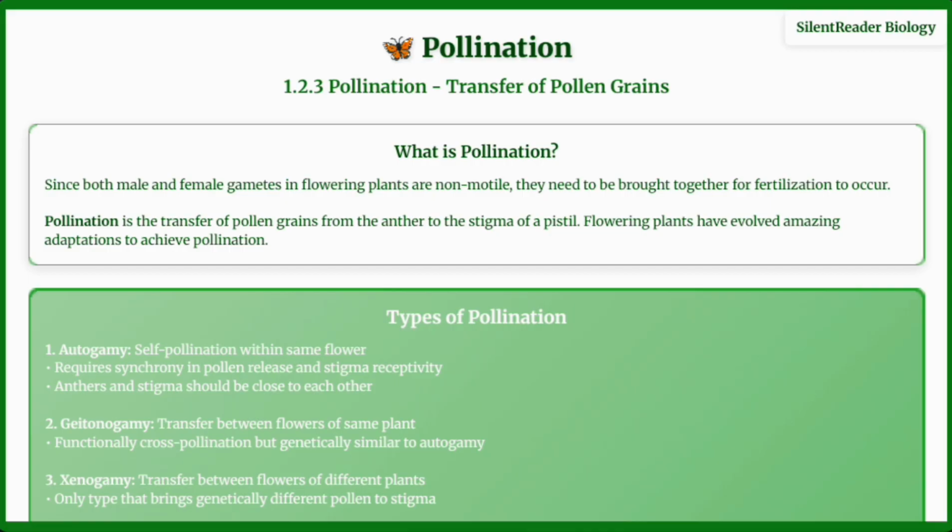Autogamy is self-pollination within the same flower, requiring synchrony between pollen release and stigma receptivity, plus close proximity between anthers and stigma. Geitonogamy involves transfer between different flowers of the same plant. While functionally cross-pollination, it's genetically similar to autogamy. Xenogamy is transfer between flowers of different plants, and this is the only type that brings genetically different pollen to the stigma. Some plants produce cleistogamous flowers that don't open at all, ensuring autogamy and assured seed set even without pollinators.